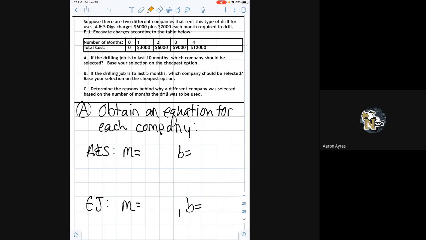Which company were you assigned? Okay. Who's doing A and S? Who's doing EJ? You guys are doing A and S? Okay. Then you write an equation using information that gives you the total cost of using the A and S company. That's what you need to do. And then Payne and Jen will do the same thing for EJ. Okay. Gotcha. And then when you both have your equations, you'll come together and get both of them so everybody has 2.